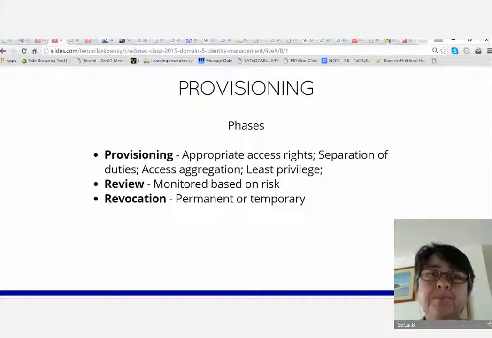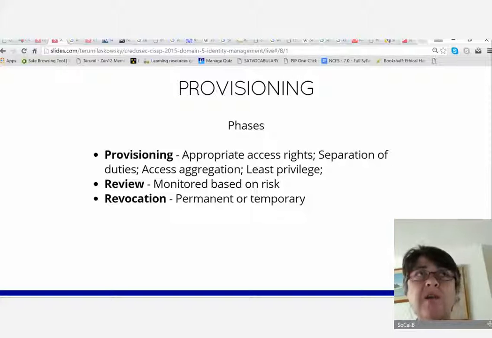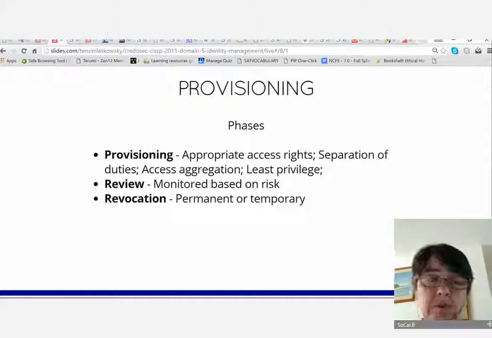For example, let's take that earlier case where you used to be IT, now you're HR. The person who's giving you HR privileges may not know that you still have IT privileges. That means they may not know exactly, in totality, what kind of access you have. Access aggregation is an issue. Least privilege is also an issue.